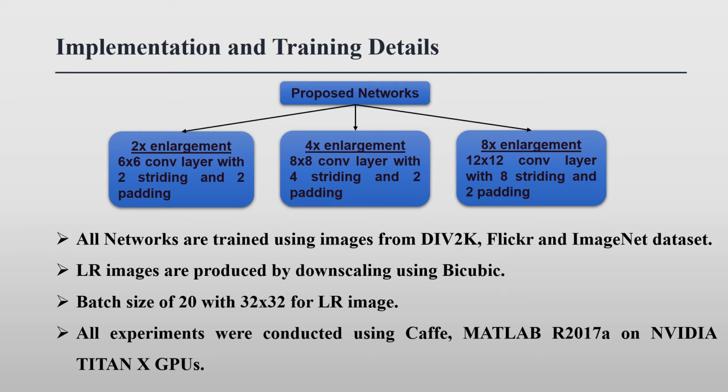All these networks are trained using images from DIV2K, Flickr, and ImageNet datasets. These low resolution images are obtained from these datasets by downsampling using bicubic, and they are of size 32 cross 32. Training batch size is 20, and all these experiments are conducted using Caffe, MATLAB 2017 on NVIDIA Titan X GPUs.